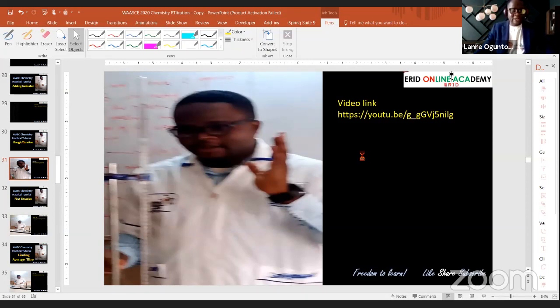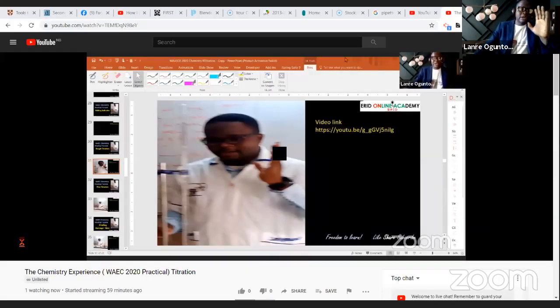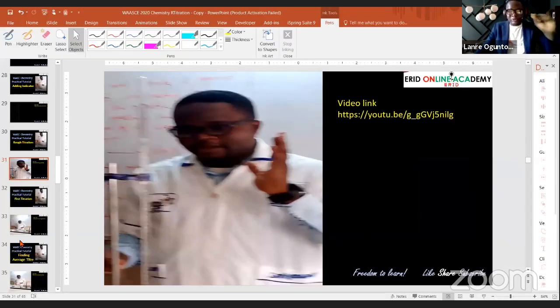So in doing your rough titration, like I said, you need to just focus on adding your acid to your base. Focus on the color change. When the color changes, then you can stop. Then you note the volume of acid used. Recording in the table of results is very important. Recording in the table of results, I think that is very explanatory.